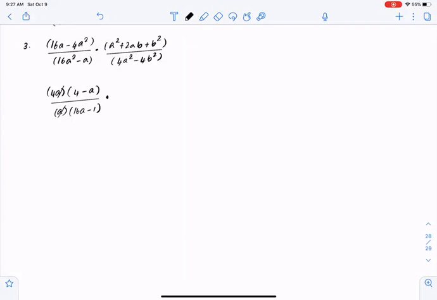If you look at the second rational expression, the numerator a squared plus 2ab plus b squared is a special product. And we know that equals a plus b squared. And in the denominator, we have 4a squared minus 4b squared. So we pull a 4 out. That would leave us with a squared minus b squared.